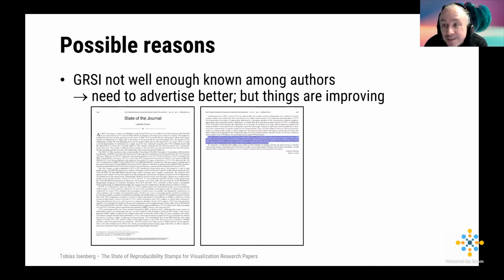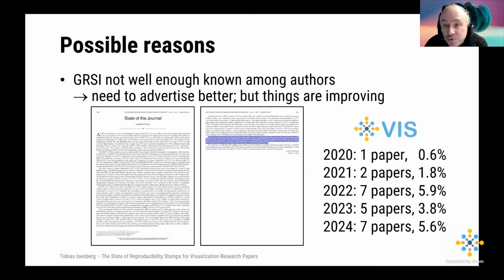But as I said, things are improving. And here are the numbers for proper Viz papers over the years. And for this year's conference, we already have 7 papers certified, which is more than have been certified from last year by now, and it's the same number as have been certified from 2 years ago.